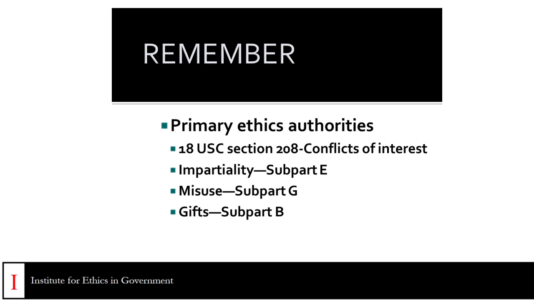And finally, when we get to Part 5 of the form, we're going to want to be conversant in the gifts regulations in Subpart B of the standards. And the reason for this is because our filers are required to report certain gifts from outside sources, and we want to ensure that those gifts have been accepted in accordance with the provisions in Subpart B.